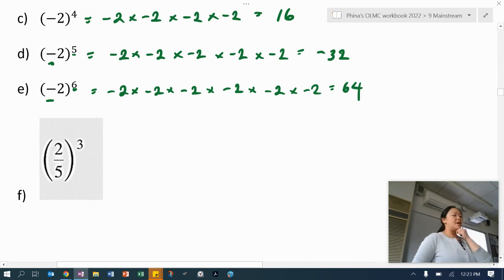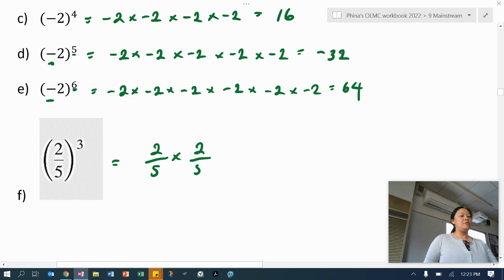They will. Okay. So F, I just want to show you how to set this one out as well. So this is 2/5 to the power of 3. So we go 2 over 5 times 2 over 5 times 2 over 5, like so. Okay. And then we want to work that out. 2 times 2 is 4. 4 times 2 is 8. And then 5 to the power of 3. 5 times 5 is 25. 125.